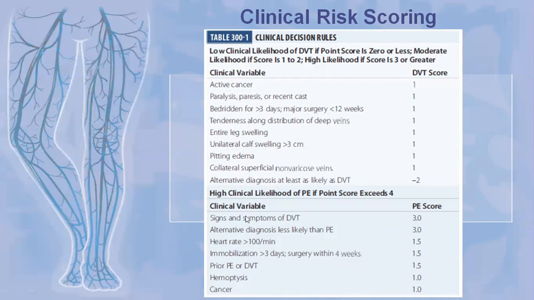PE. Here are the clinical variables: signs and symptoms of DVT, alternative diagnosis less likely, a heart rate more than 100, immobilization, prior pulmonary embolism or DVT, hemoptysis, and cancer. So there is high clinical likelihood of pulmonary embolism if the point score exceeds 4.